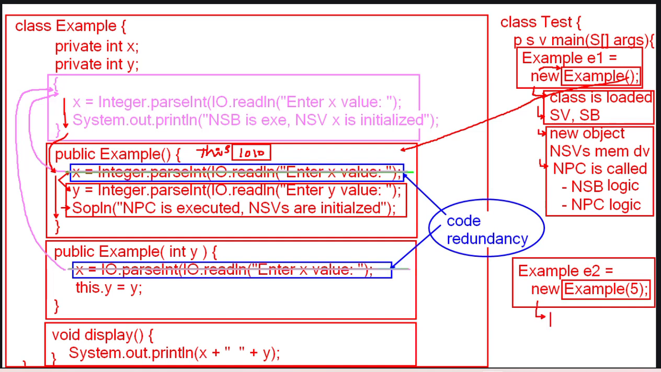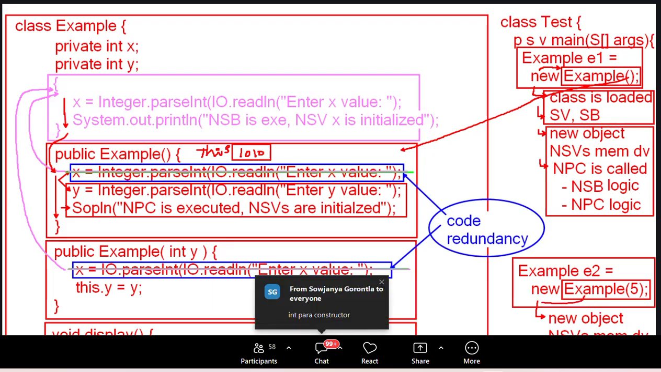Directly, another new object is created with non-static variables memory with a default value. And then which constructor is called? The int param constructor is called below. Is the non-static block again executed? Yes. And tell me, what is the control flow? Control will go to the no param constructor, sorry, the int param constructor.